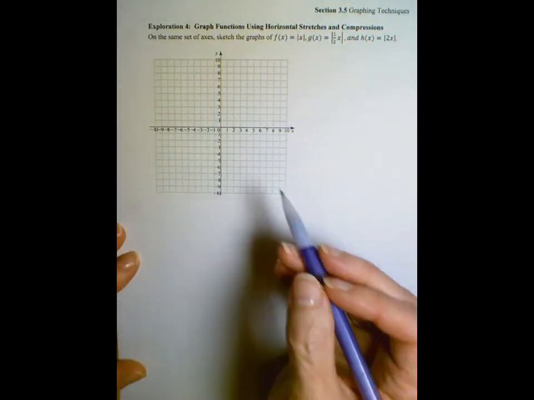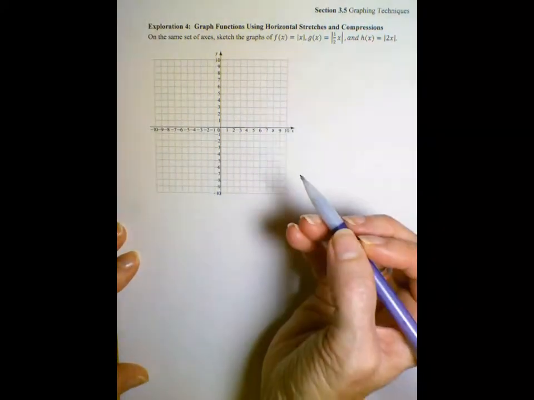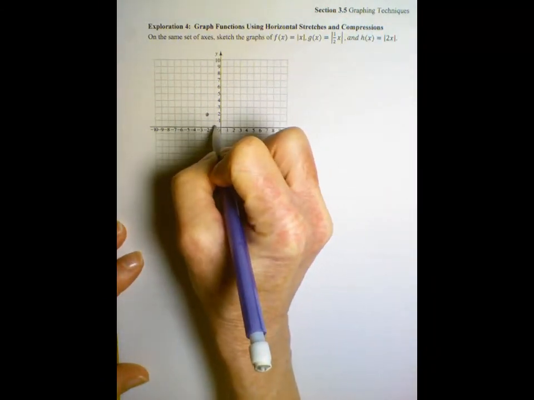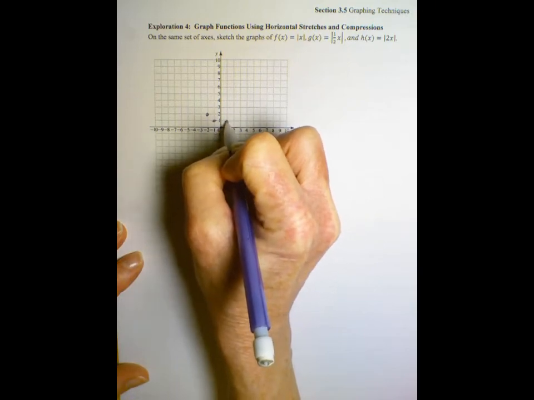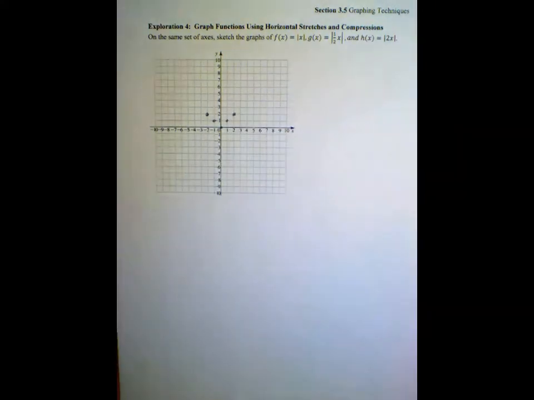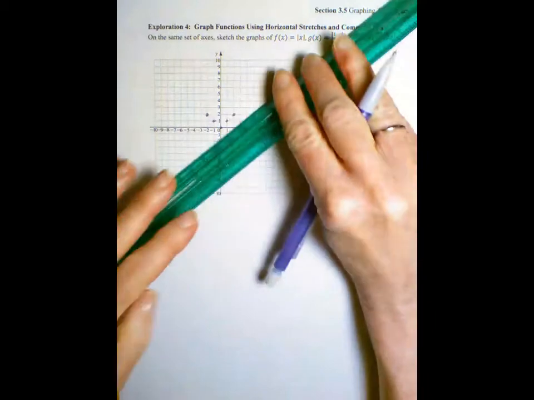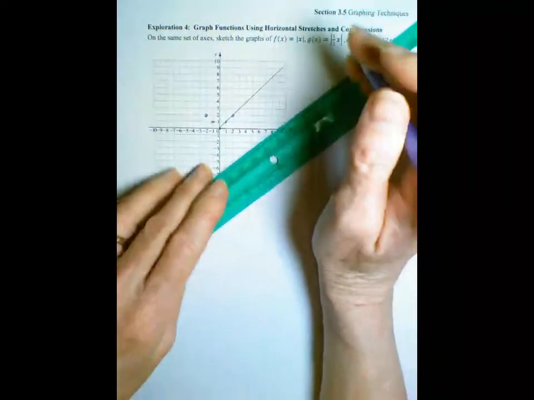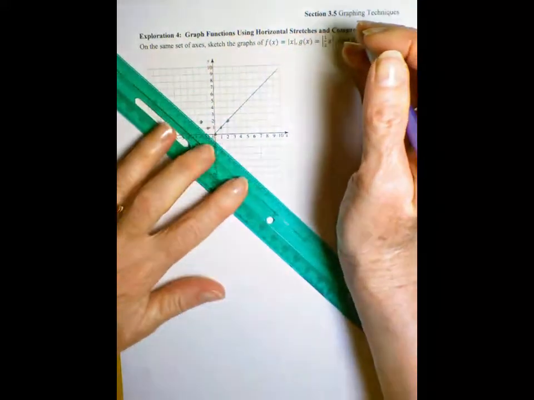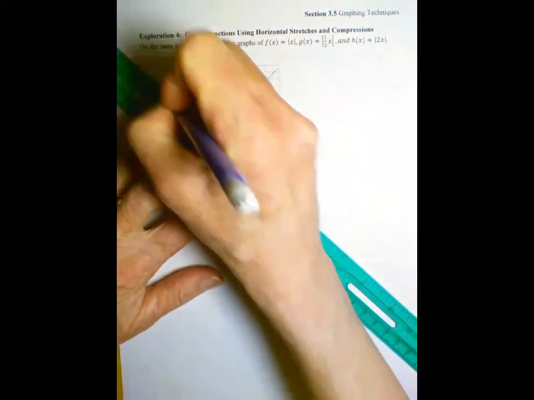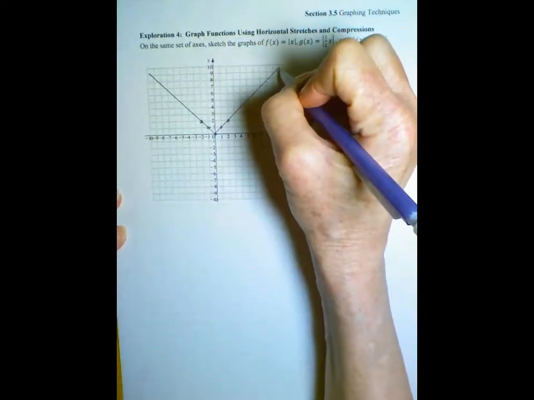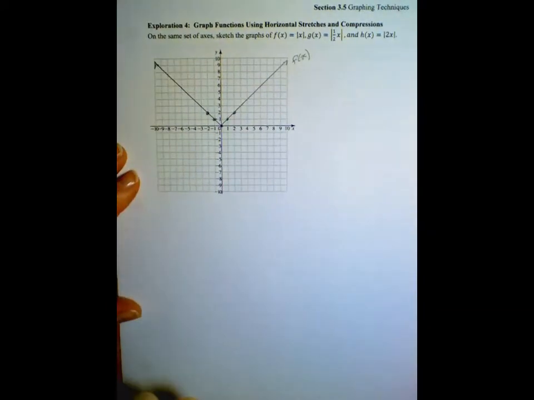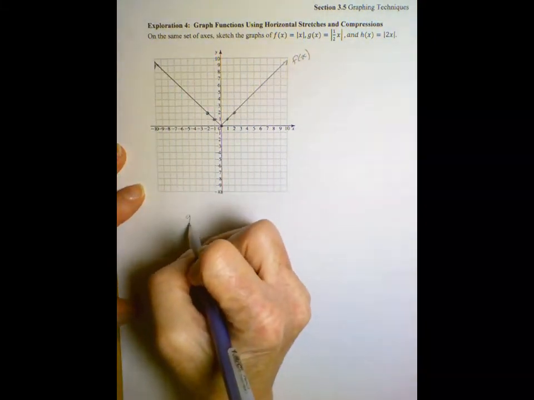So let's see how this goes. For f of x, we should be familiar with that now. If you take the absolute value of -2, you get +2. -1, you get 1. 0, you get 0. 1, 1, 2, 2. So here's our original parent function, the absolute value function. All right, here's f of x. All right, so let's make some tables for g of x and h of x.